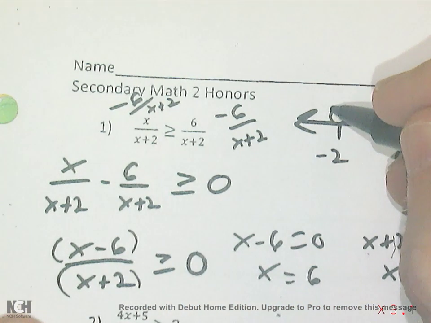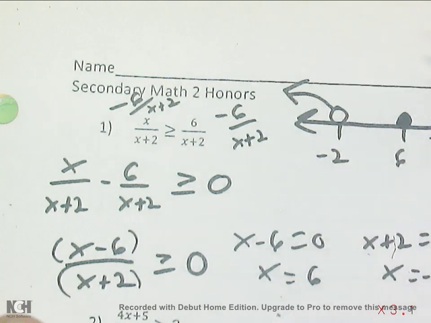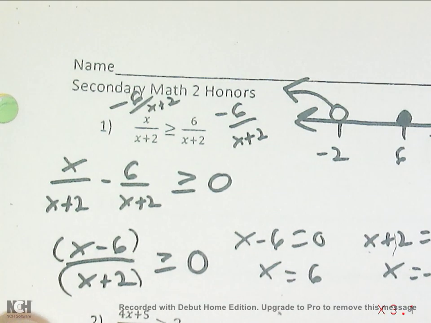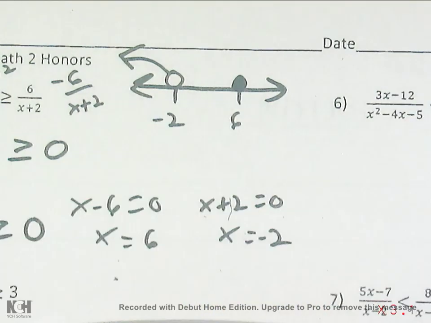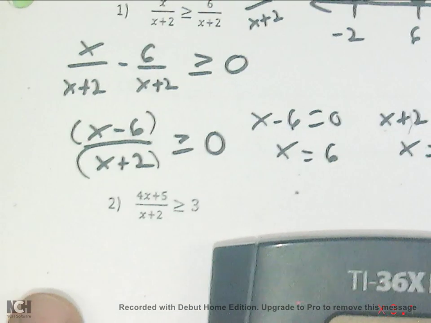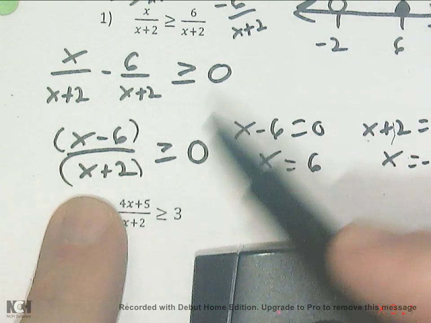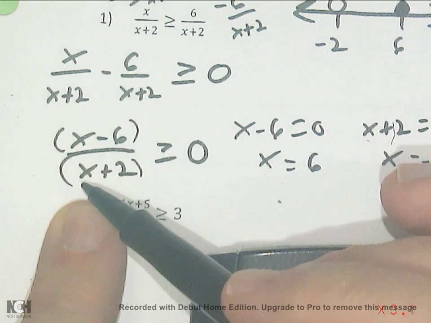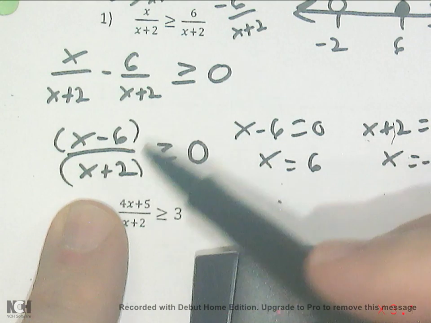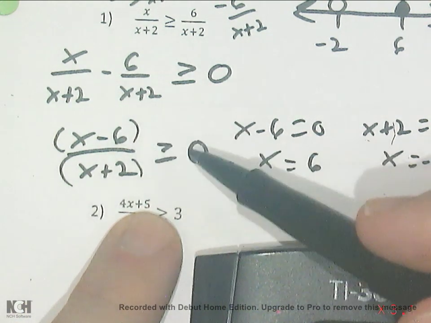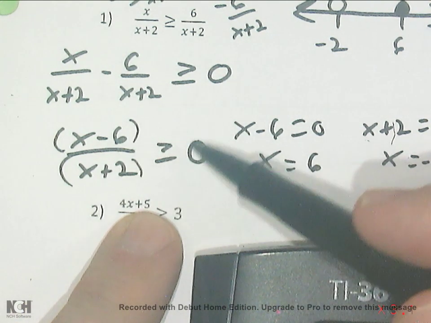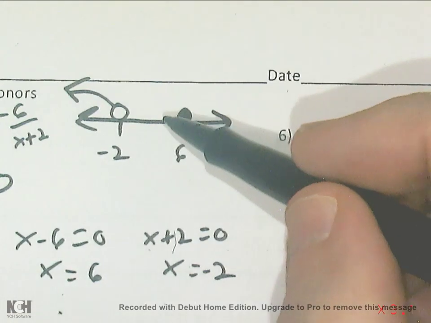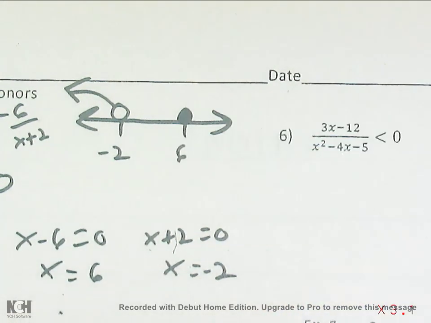So everything before negative 2 is in fact going to work. Then I do the same thing with the value between negative 2 and 6. Easiest one to plug in there would probably be 0. So 0 minus 6 is negative 6. 0 plus 2 is 2. Negative 6 divided by 2 is negative 3. Negative 3 greater than or equal to 0? Nope. So nothing between negative 2 and 6 is going to work.